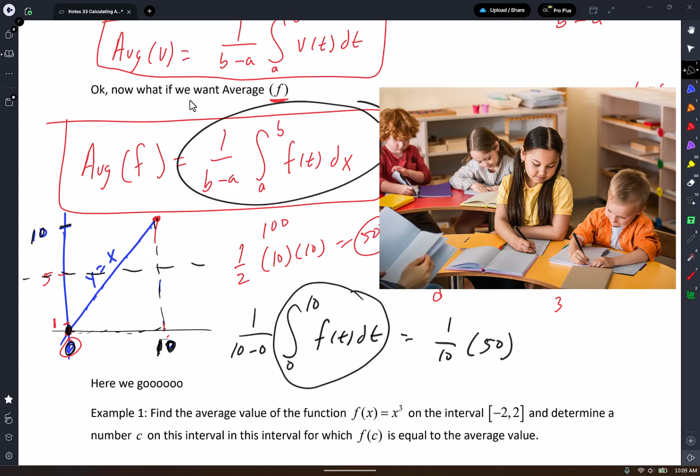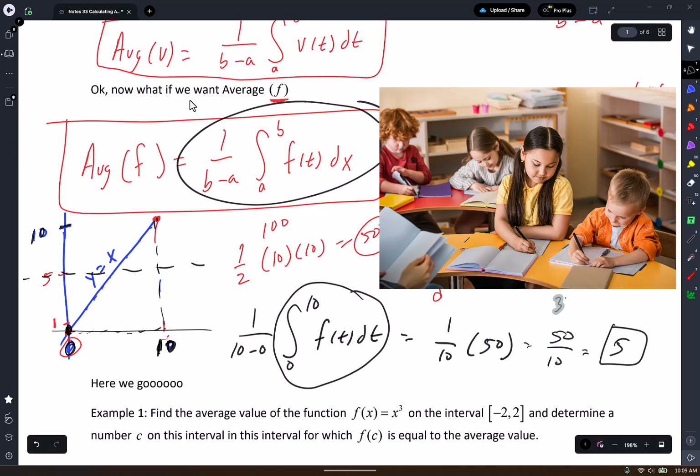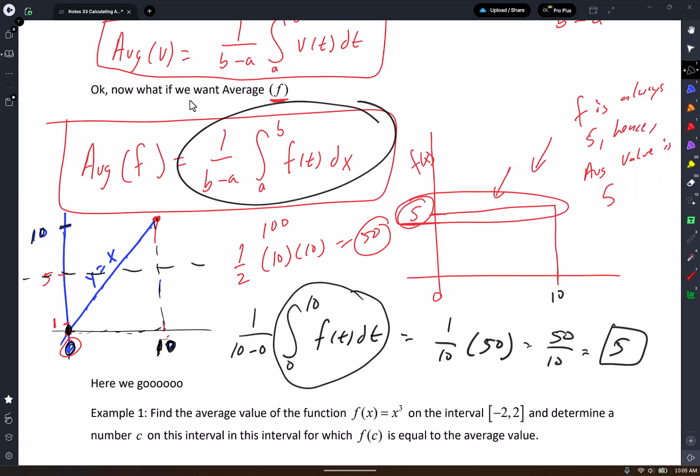Are we still okay? And then what is 50 divided by 10? 5. So there it is. We just proved it mathematically that the average value of y equals x is 5. Maybe I should have done this example better. You see how this says 5? If I were to put 0 to 10 there, this average value area is the same as this area here. 5 times 10 is 50. 10 times 10 is 100, divided by 2, 50. So this area here will fit perfectly into that area there. The average value is just 5.